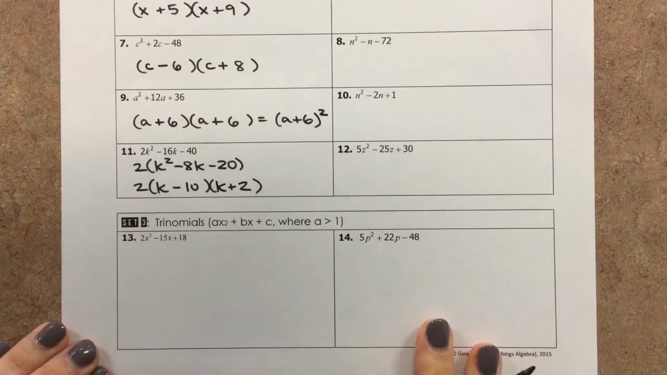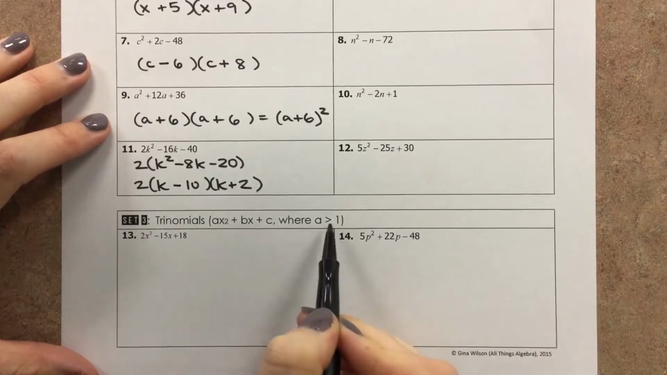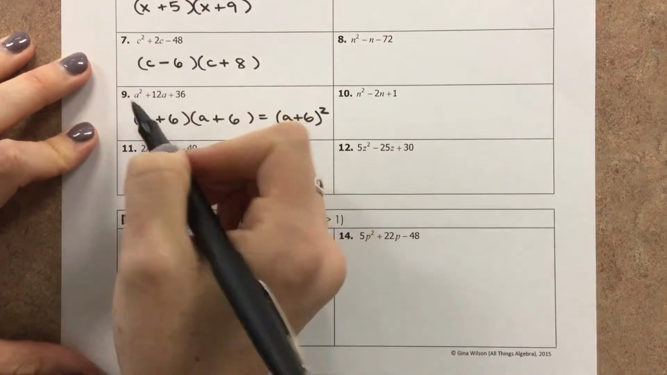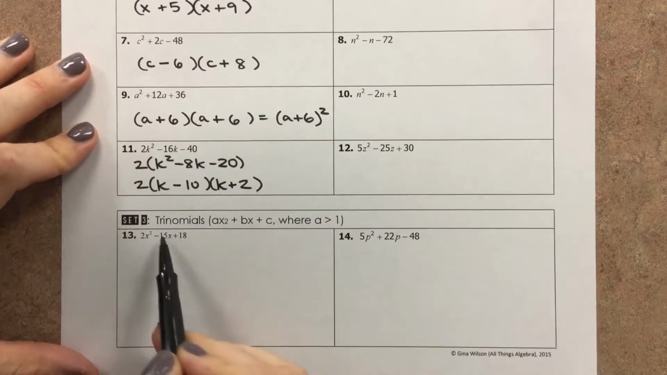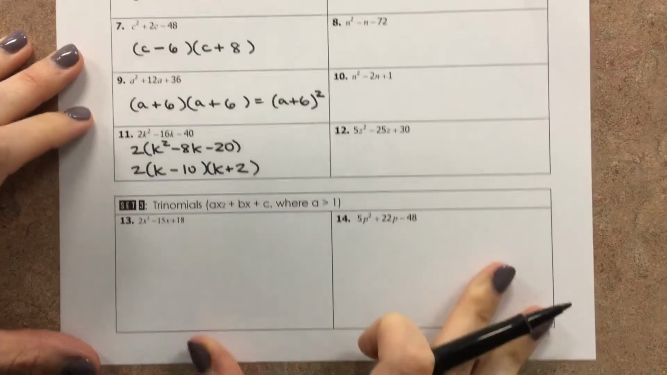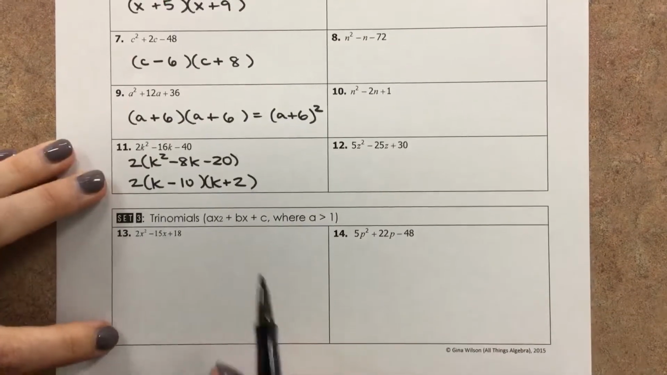All right, moving on to step 3. Step 3 gets just a little bit more complicated because these values have a number a that's not just a 1, the way that 5, 9, and 7 were. So with number 13, still look for a GCF, but 2, 15, and 18 don't have anything in common. So what we do is a method called the slide and divide. Okay, so the slide part goes like this.